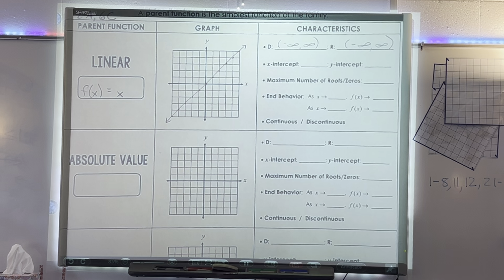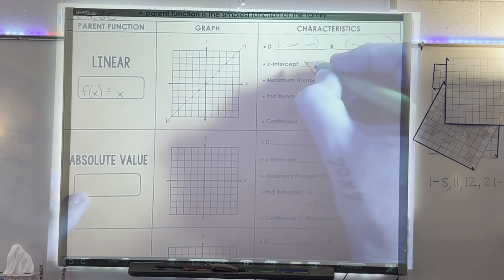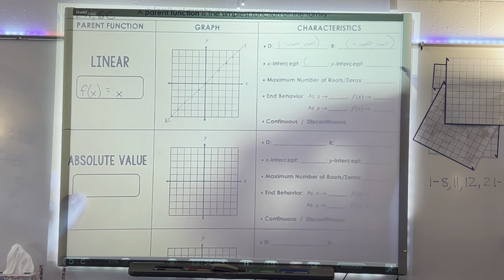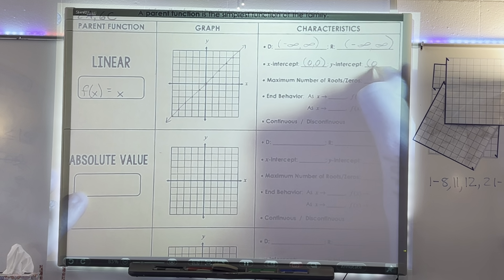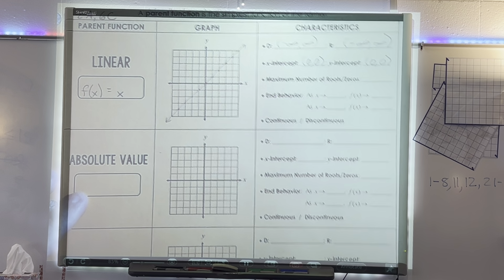All right, x-intercept and y-intercept are both where? Zero. So they're the same here. A lot of times the parent functions are gonna be the same.